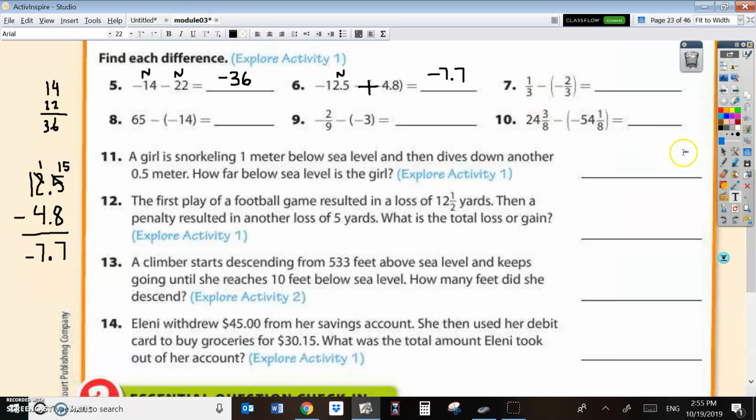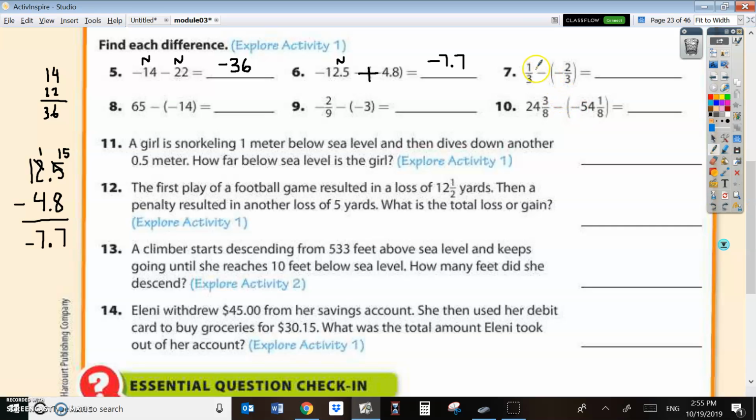Okay, so this one here, subtracting a negative is like adding a positive, and you know that the denominators are the same, so you can just add the numerators. 1 plus 2 is 3. 3 over 3 equals 1.